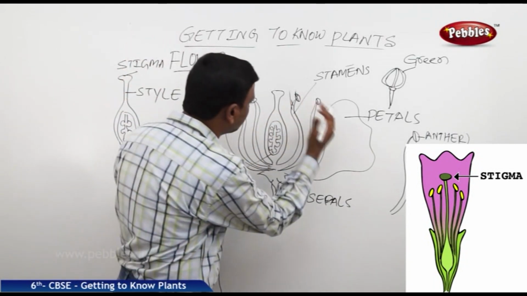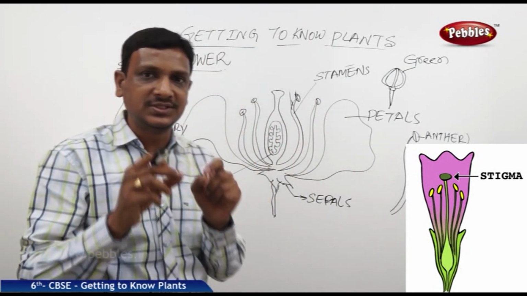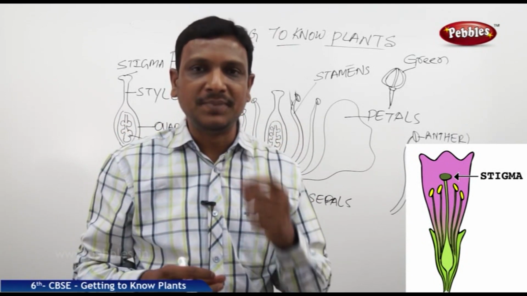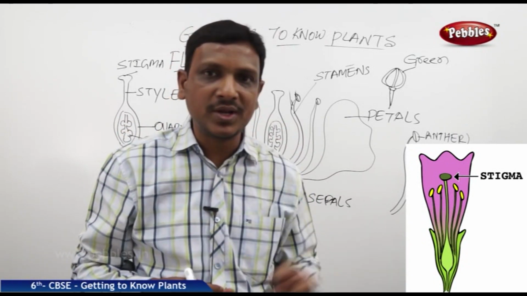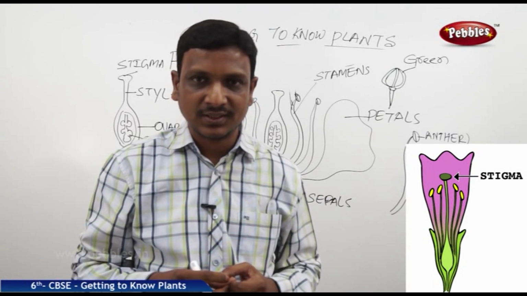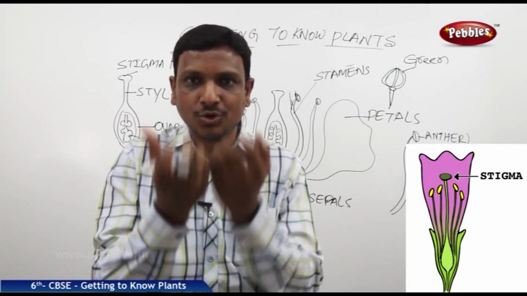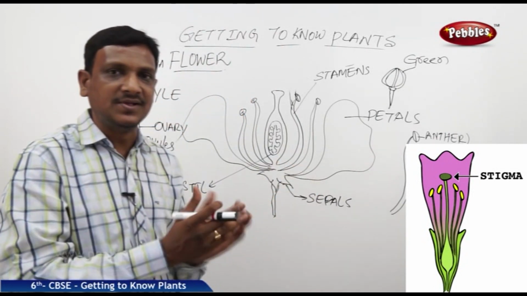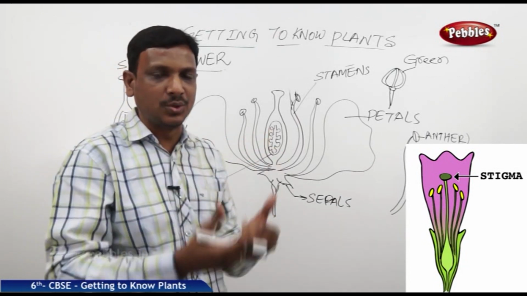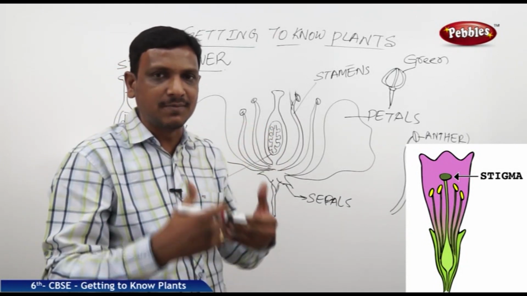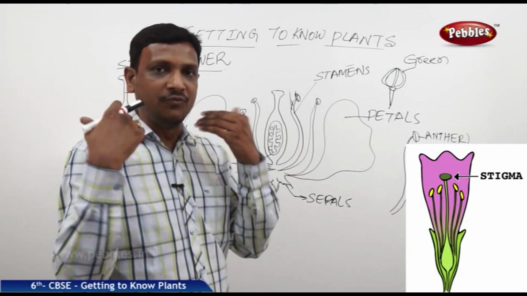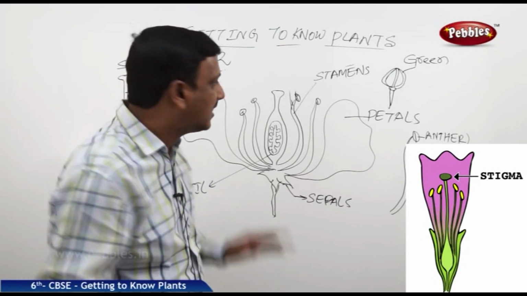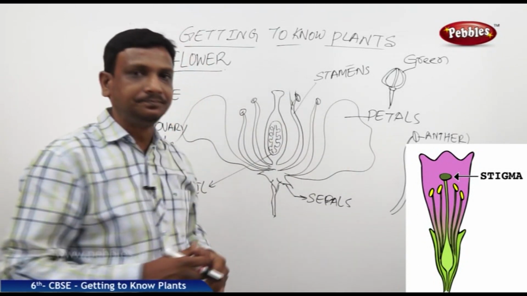The ovary becomes the fruit. The ovules turn into seeds. So when you eat a fruit, the pips or the seeds that you throw out are the ovules. The fleshy part that you are eating is the ovary of a flower. So flowers change into fruits. That's a big story. How a flower changes to a fruit is a big story. When you study that story in your higher classes 7 and 8, then you will understand the function of each and every part of this flower.